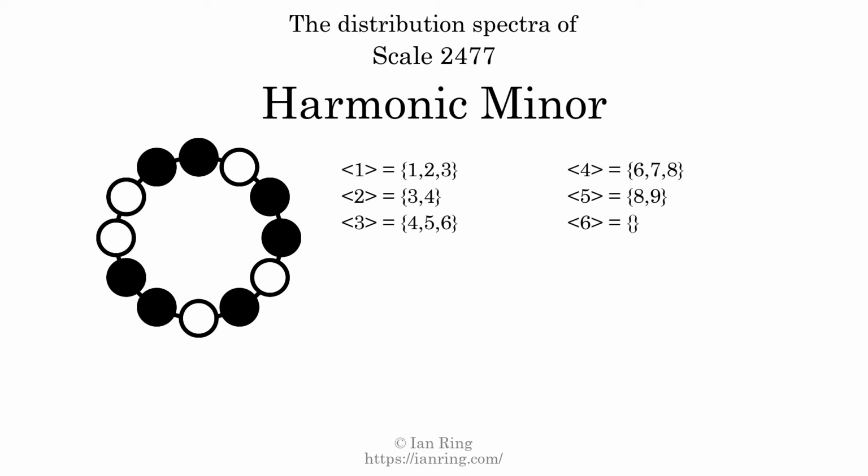And finally, the generic interval of 6 scale steps comes in 3 different specific interval sizes. 9 semitones, 10 semitones, and 11 semitones. The spectrum width of this generic interval is 2.